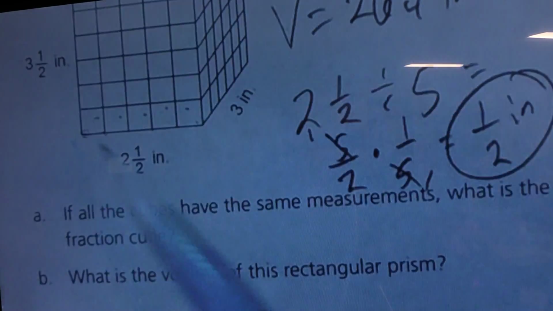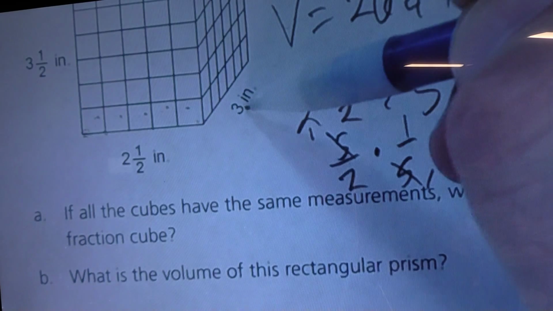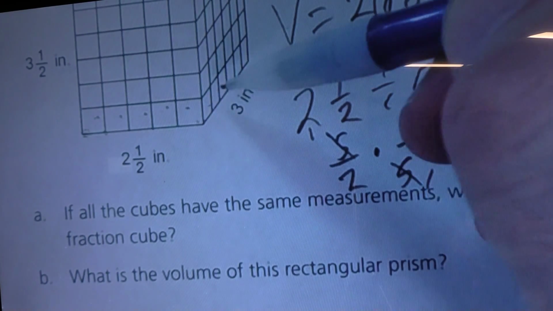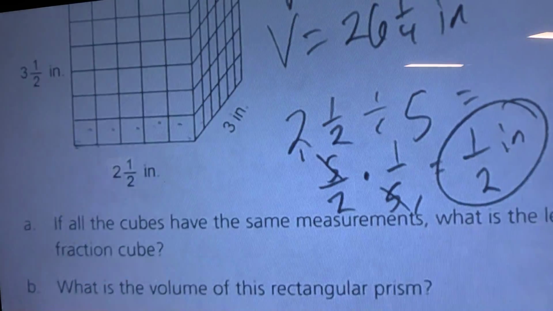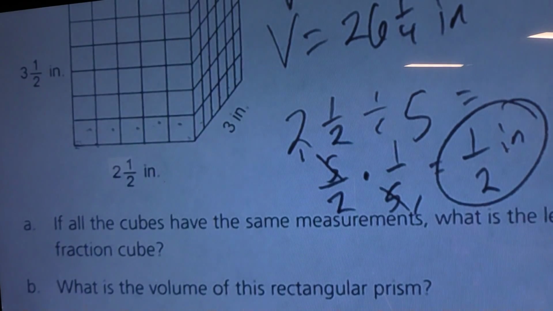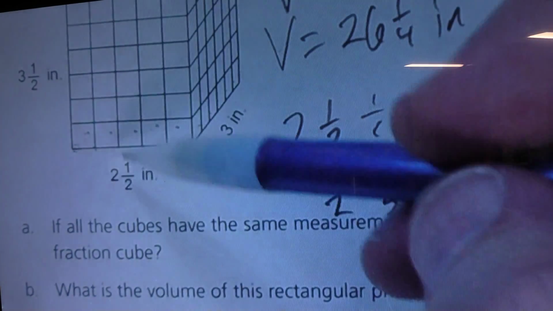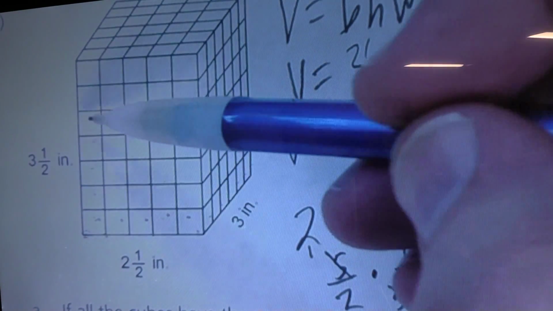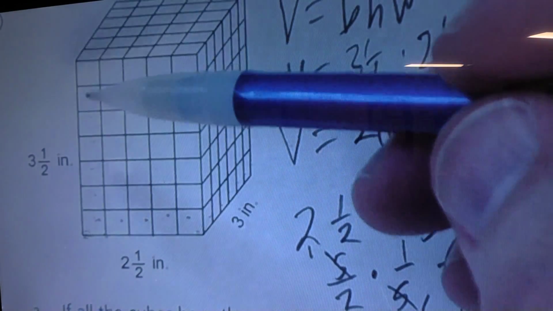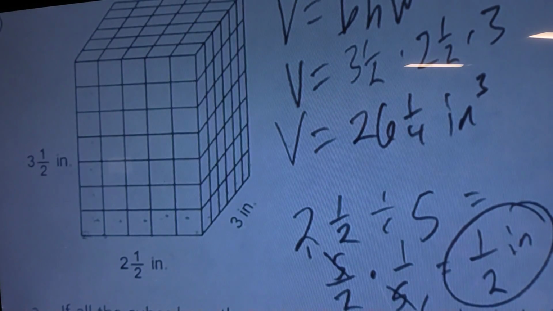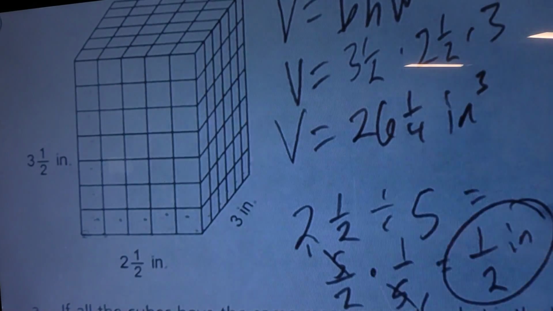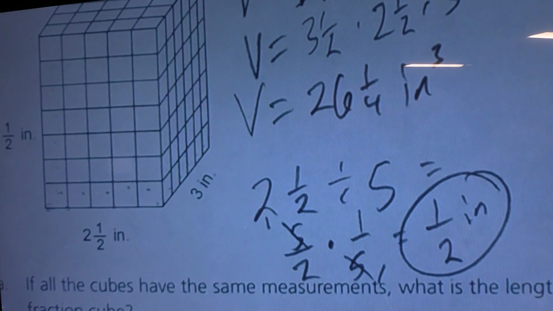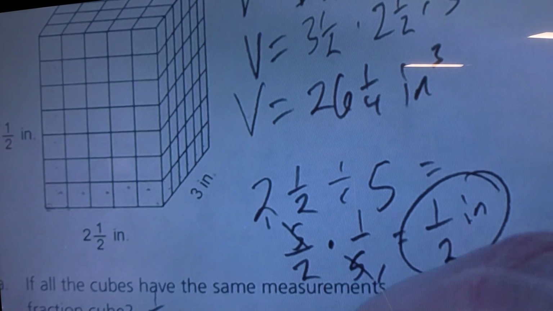So that makes sense. Now here I have 3 inches. I could have said 3 inches divided by 1, 2, 3, 4, 5, 6, and that would have also equaled a half inch. So it doesn't matter which of these values you use. You could have come here and said 3.5 divided by 1, 2, 3, 4, 5, 6, 7, and got the same value. 3.5 divided by 7 would be a half inch. Okay, so A, if all the cubes have the same measurement, what is the length of each edge of each unit fraction cube, the length is going to be 1/2 inches.